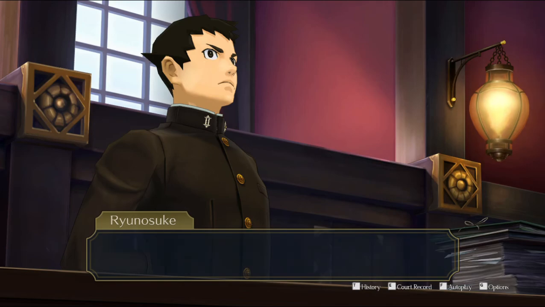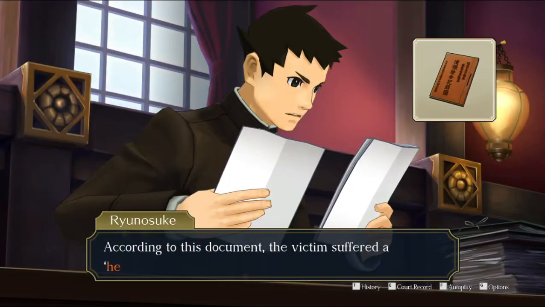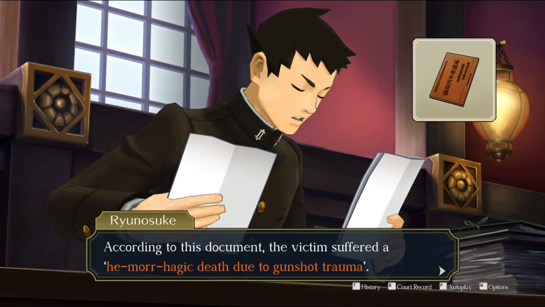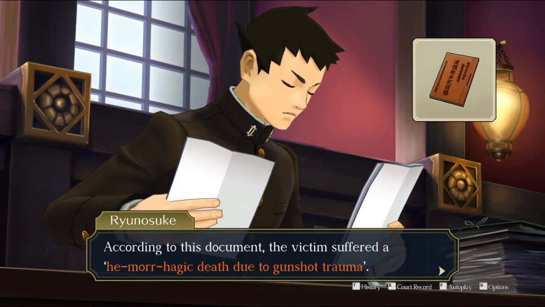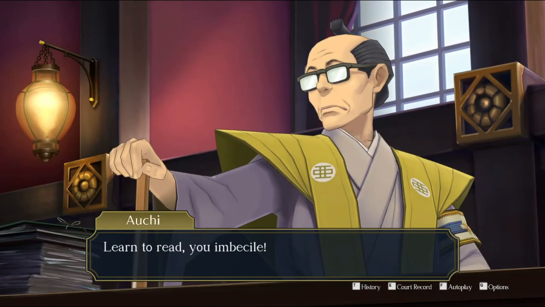Well, according to this document, the victim suffered a hemorrhagic death due to a gunshot trauma. He hemorrhaged. He bled. Learn to read, you imbecile. That's the post-mortem report, I take it.